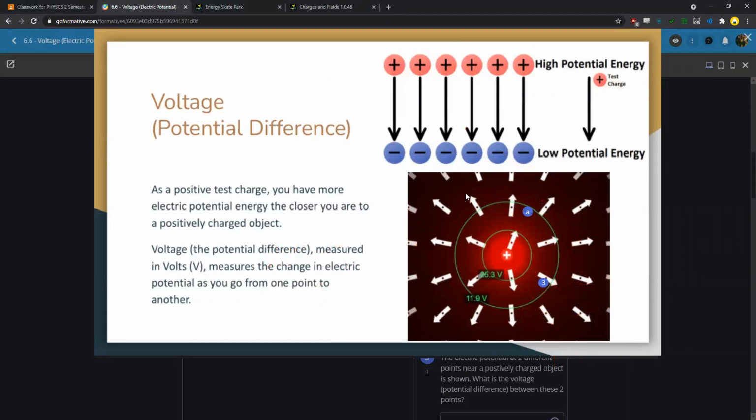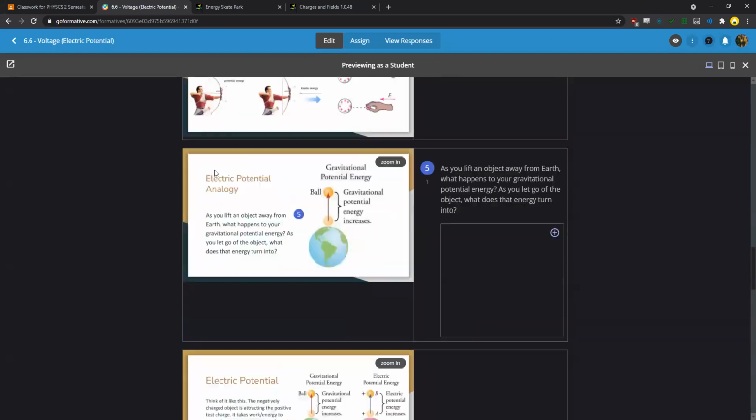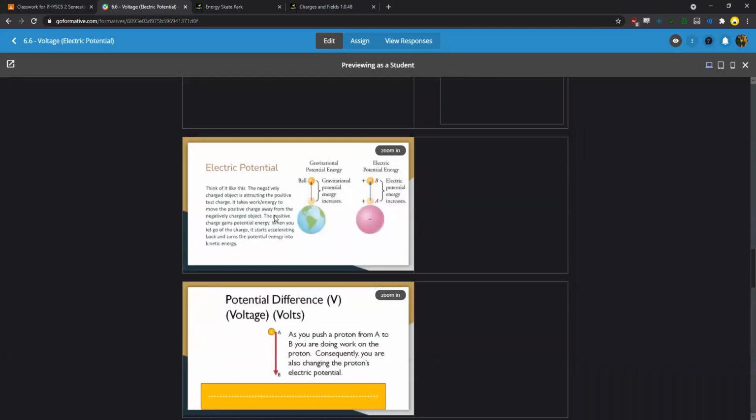So do number 3 for me, guys. What is the potential difference between these 2 points? So basically, what's 25.3 minus 11.9?